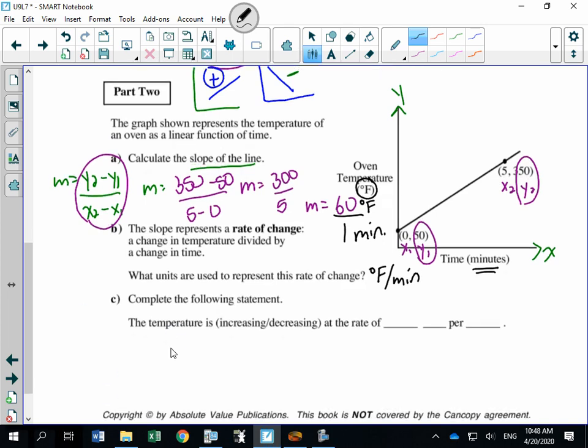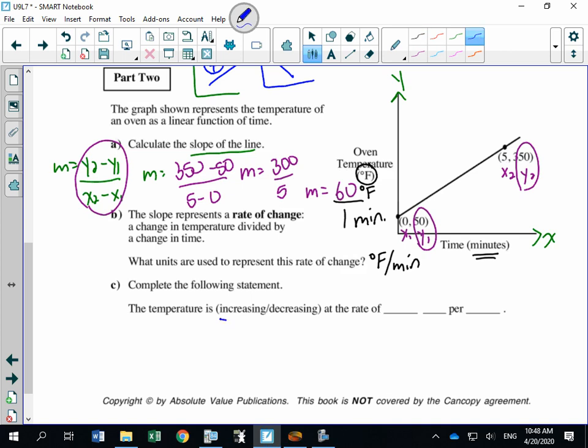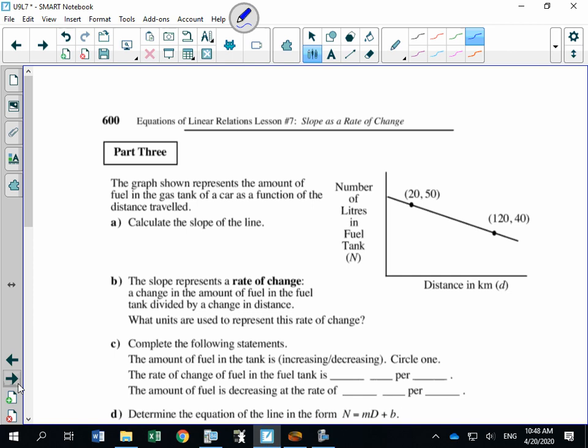Complete the following statement. The temperature of this oven is increasing at a rate of 60 degrees Fahrenheit per minute. Flip over to part 3. So now we're going to look at a decreasing rate of change, right? And if you looked at this graph from when we did relations and functions, you would say, okay, that's a negative slope, right? You should just be able to look at that and say that that's going to be a negative slope. So hopefully when we do our calculation, we're going to get a negative number. Let's see what this graph represents.